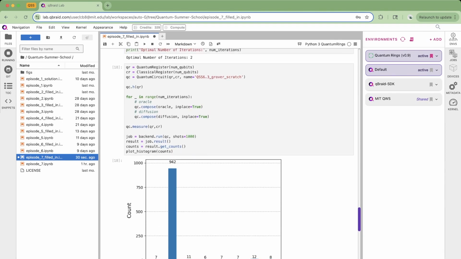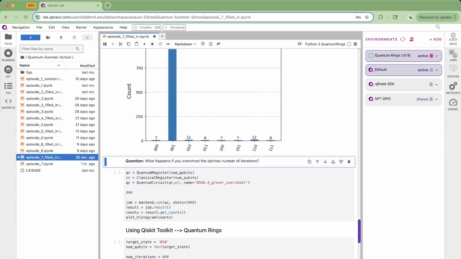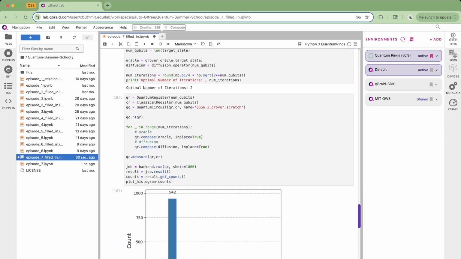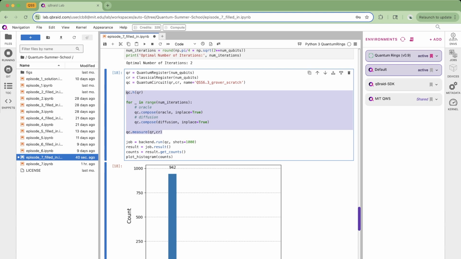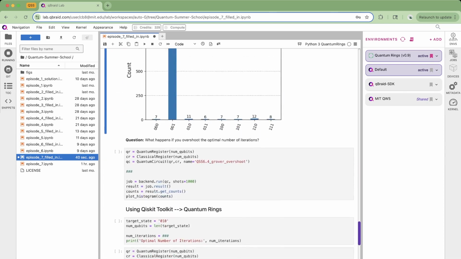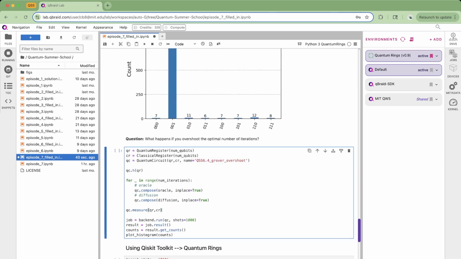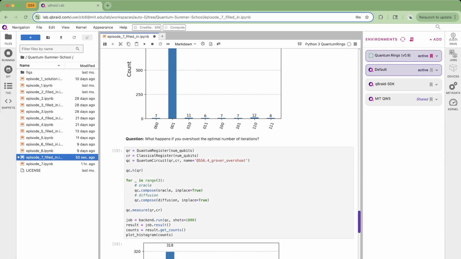So one thing that we could ask is what happens if you overshoot the optimal number of iterations? So let's consider that case. I'm grabbing the same things from over here, but now we want to overshoot the number of iterations. So it said the optimal number of iterations was 2. What happens if we do 3?